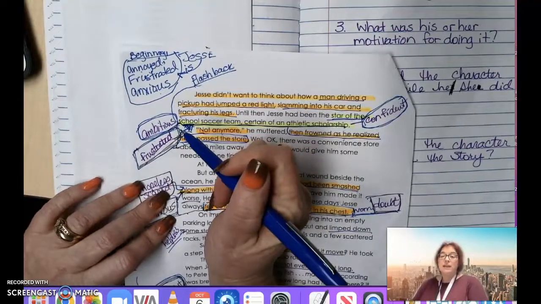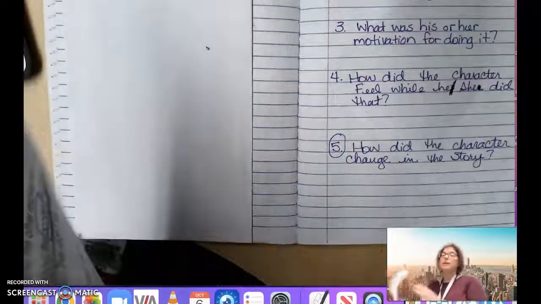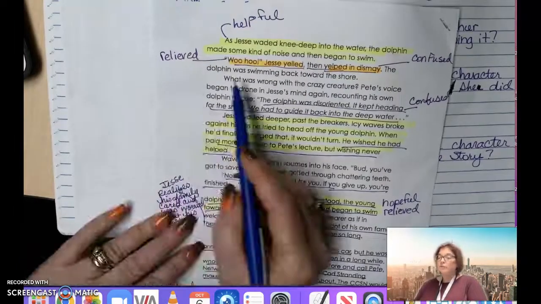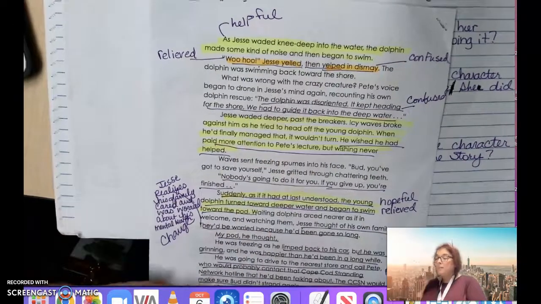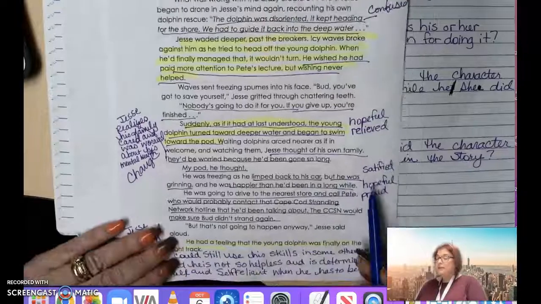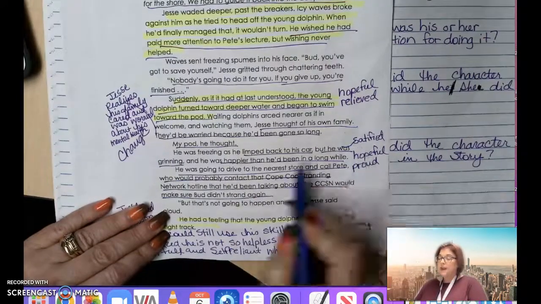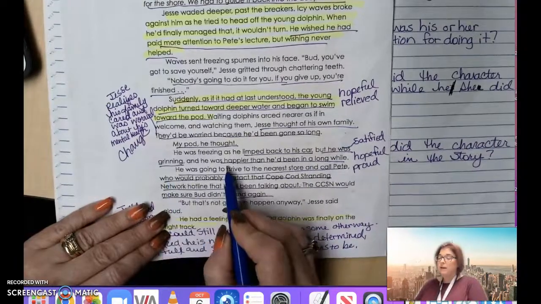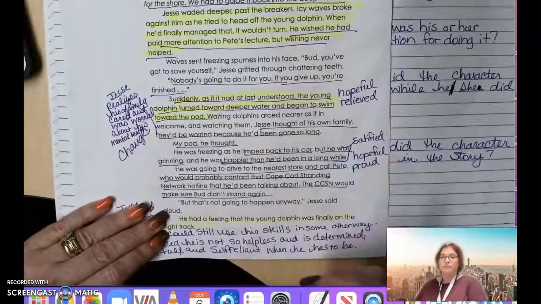He's different in the end. How is he different in the end? Well, in the end, Jesse is relieved because he helps the dolphin. He's helpful. And he's satisfied. He's satisfied because he limped back to his car, but he was grinning and he was happier than he had been in a long while.